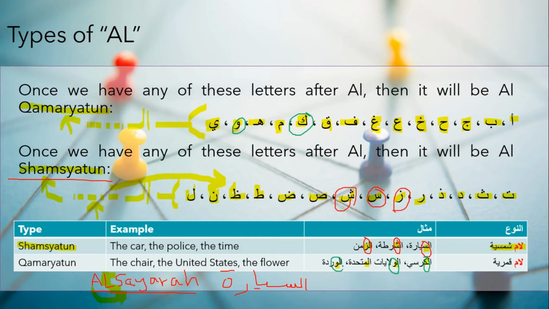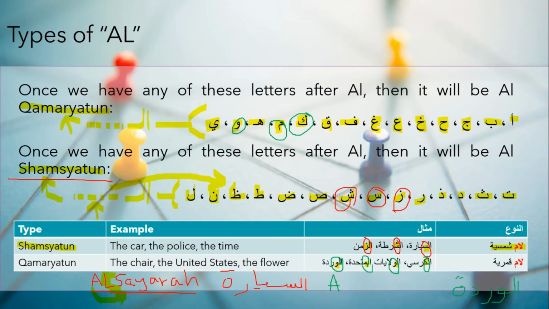Waw, again, al-warda, the flower. And mim here, as you can see, mim is al-muttahida. So al-wilayat al-muttahida means the United States. Al-warda is the flower. And al-kursi, it's the chair. So if you're trying to write al-warda, for example, you write it exactly the same.